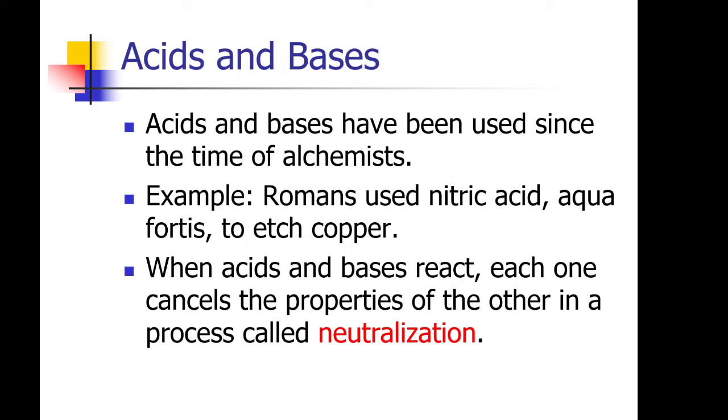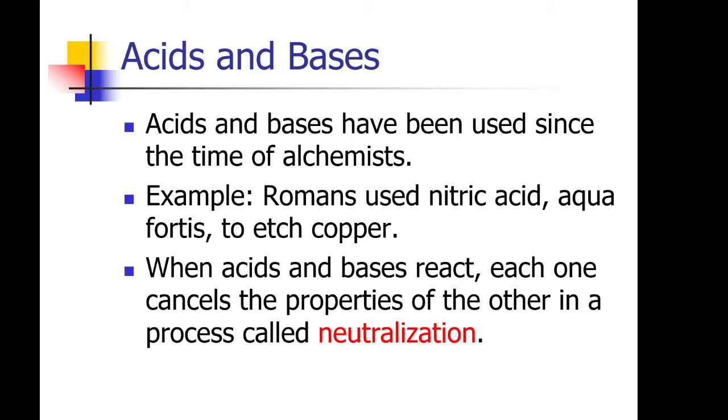So acids and bases have been used forever. Alchemists were using them to try to do different things. Alchemists did a lot, but the main thing everybody gives alchemists credit for trying to do is turn less precious metals into more precious metals. They were more than that, but still they were using acids and stuff to try to do that.